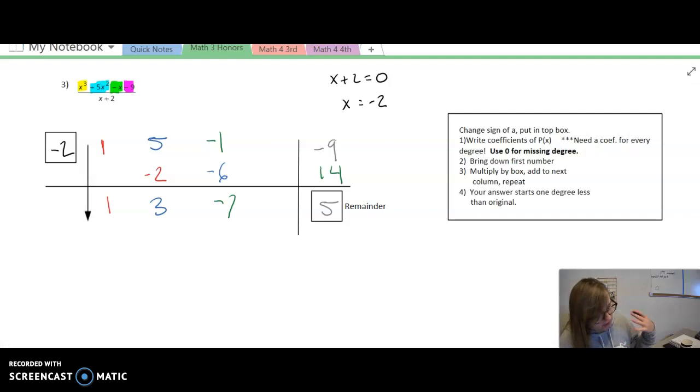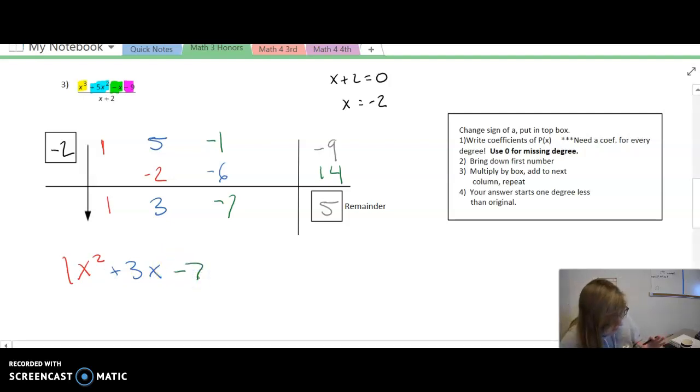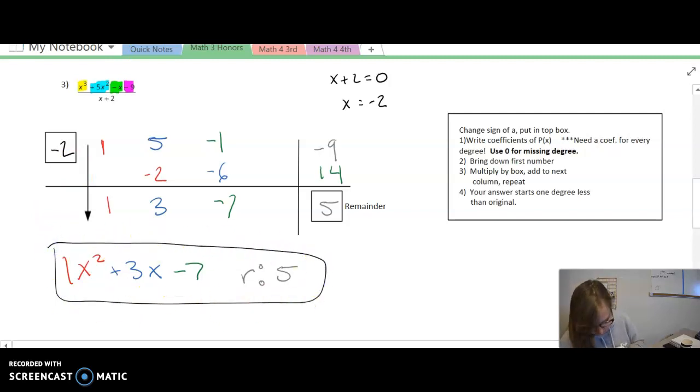So now we are going to write our new polynomial. And we're going to start at x squared because we're going 1 less than x cubed. So we have 1x squared because our coefficient is 1. And then plus 3x minus 7. 7 is my new constant. And then we have a remainder of 5. And that would be my new polynomial.